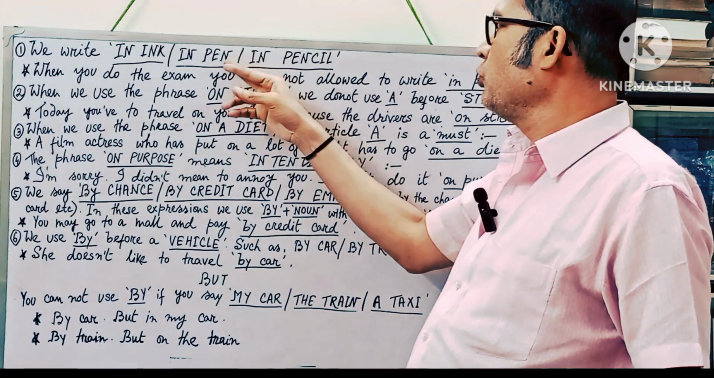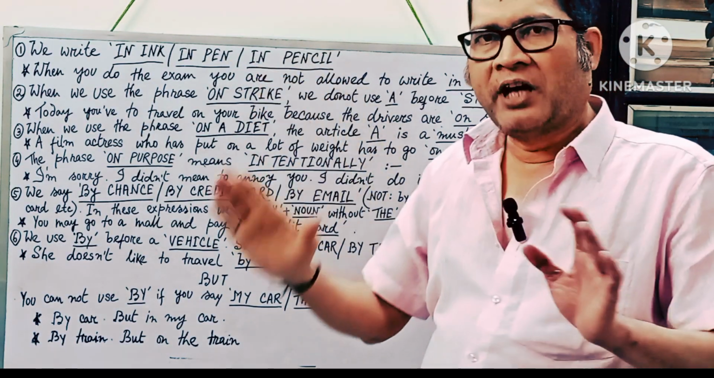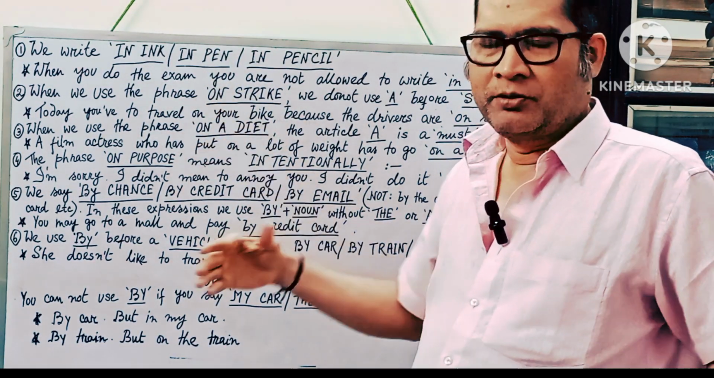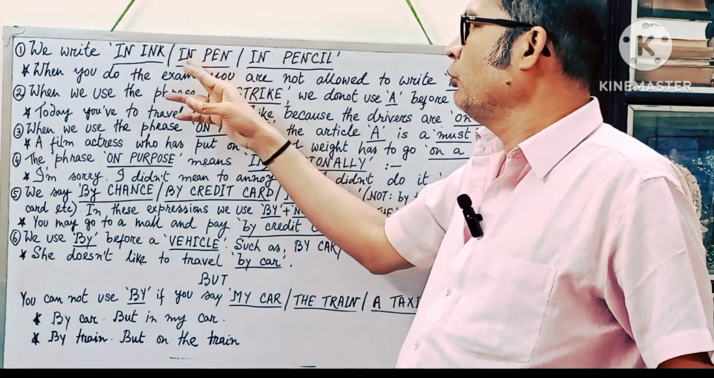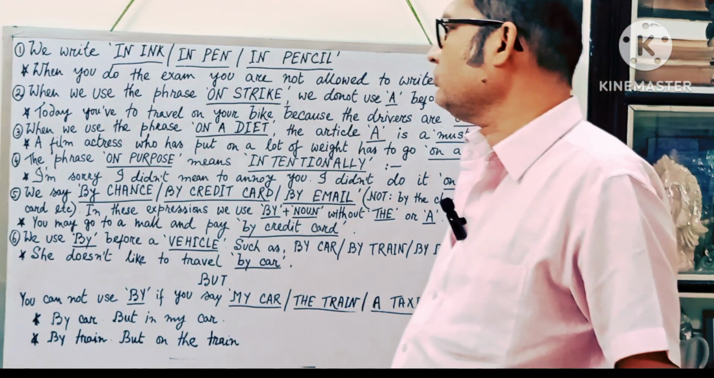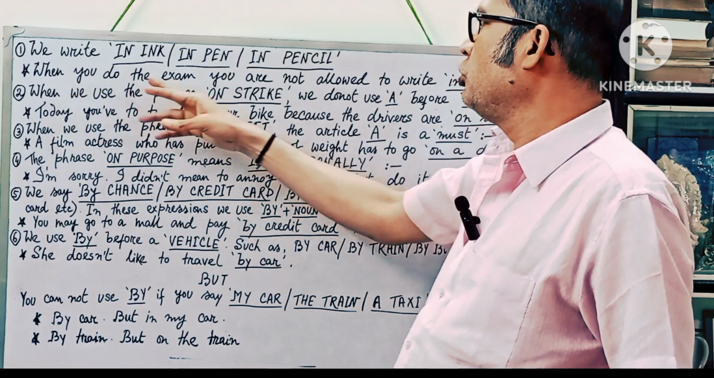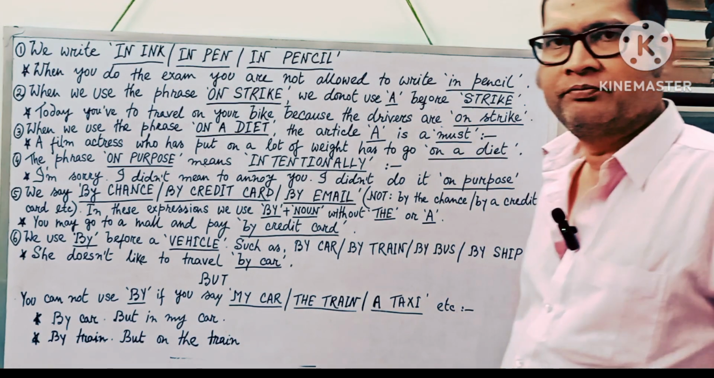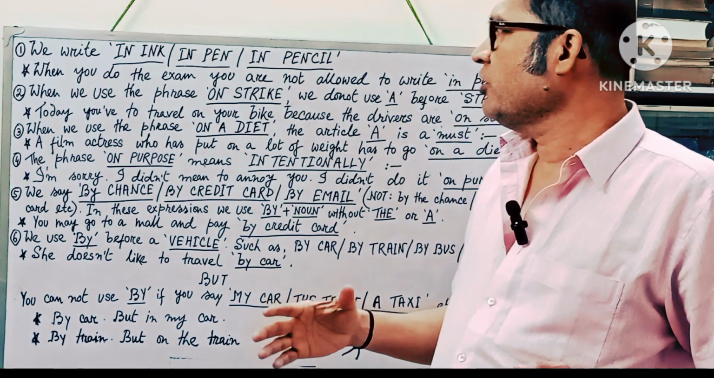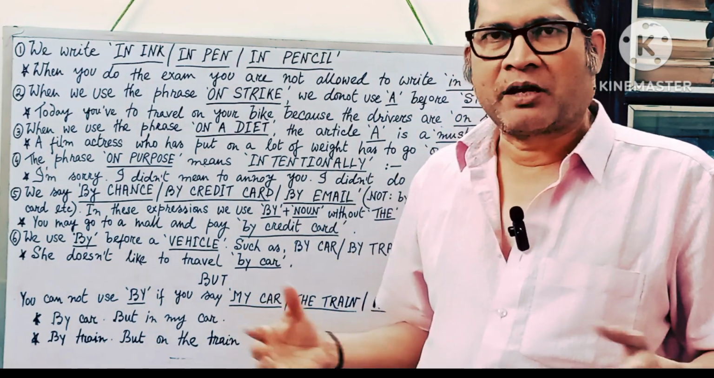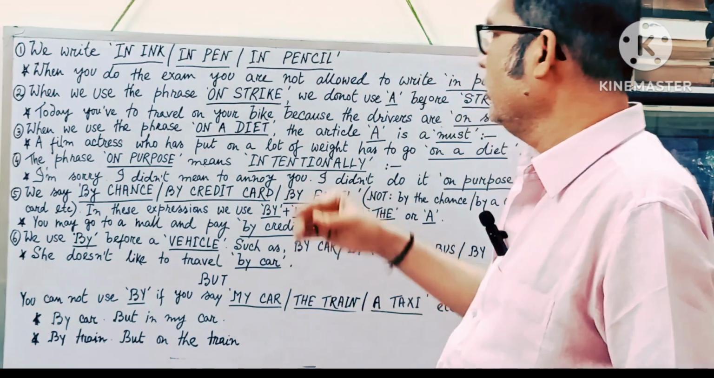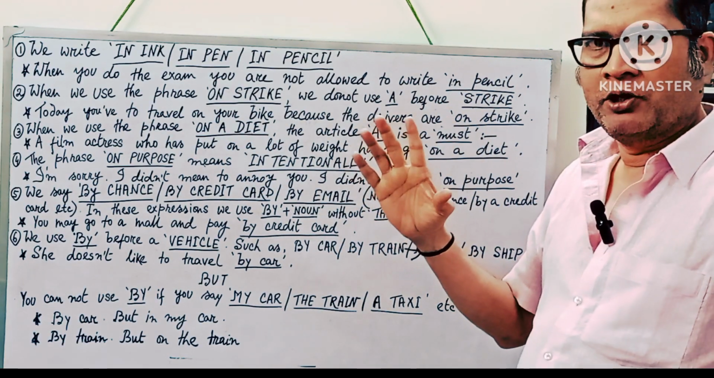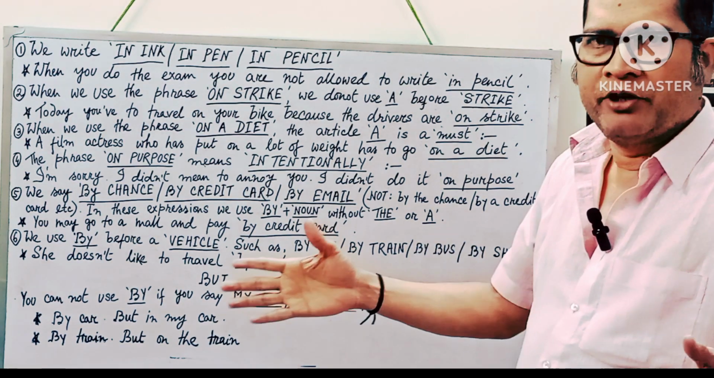When we use these words, these countable common nouns, without any article, not a pen or the pen, simple pen, then we are using in pen. For example, when you do the exam, you are not allowed to write in pencil. When you do the exam means when you write an exam, when you write the exam. All right? You are not allowed to use pencils. Why pencil? Because generally we use pen.